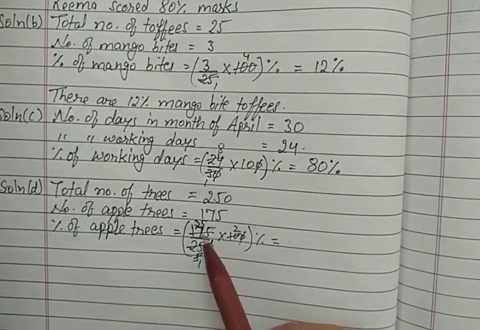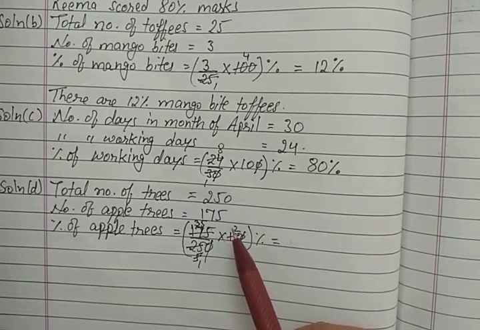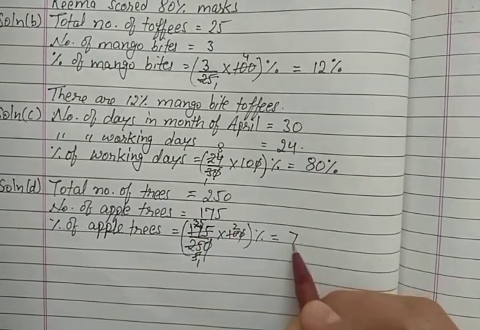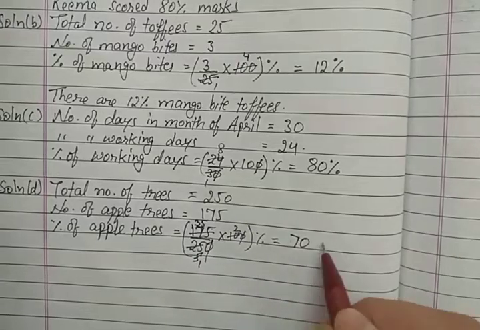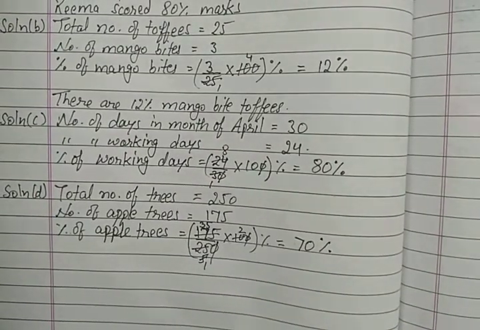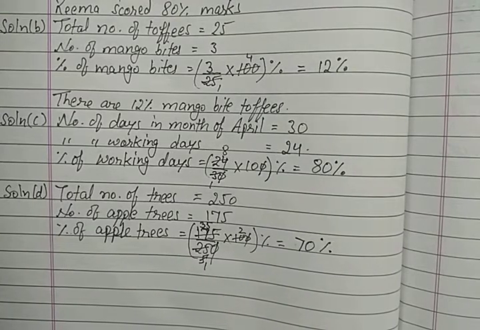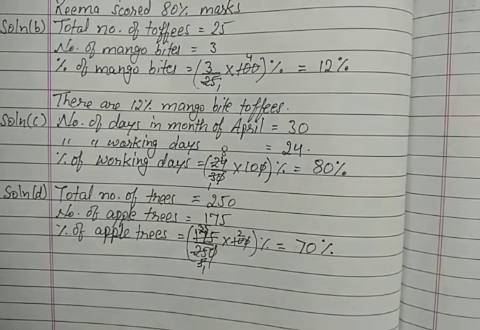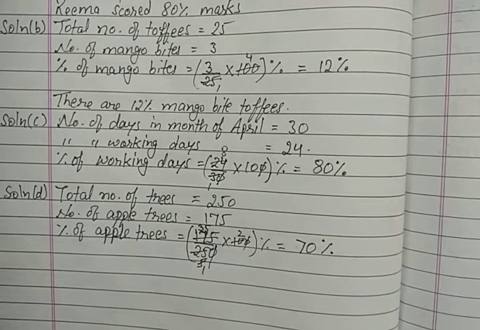Now multiply the numerators. 35 and 2. 35 2s are 70, and 1 in the denominator. So 70% is the answer. So there are 70% apple trees. 70% of the trees in the orchard are apple trees.